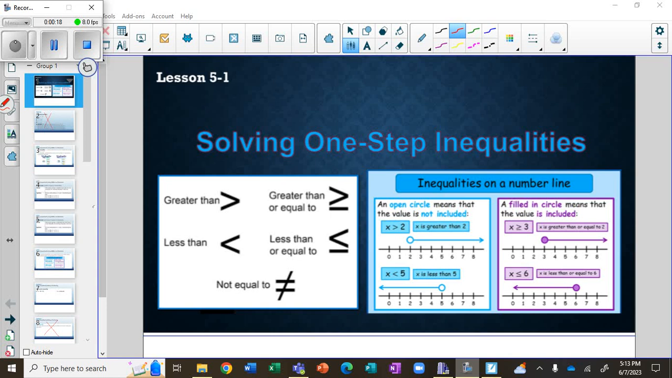And so we're going to be looking at inequalities where you can graph them, and if you graph them, there are going to be different kinds of circles, such as an open circle or a filled-in circle, based on the comparison symbol that you're using.